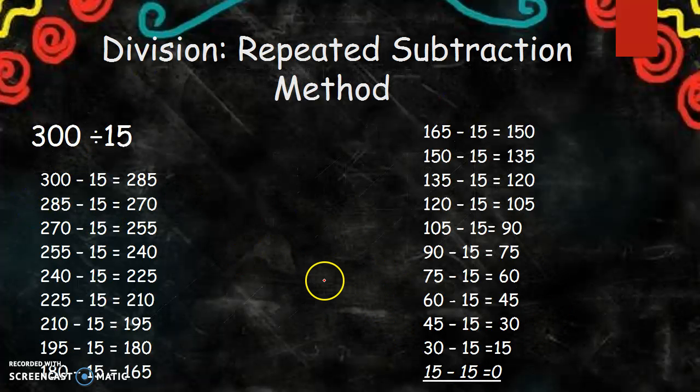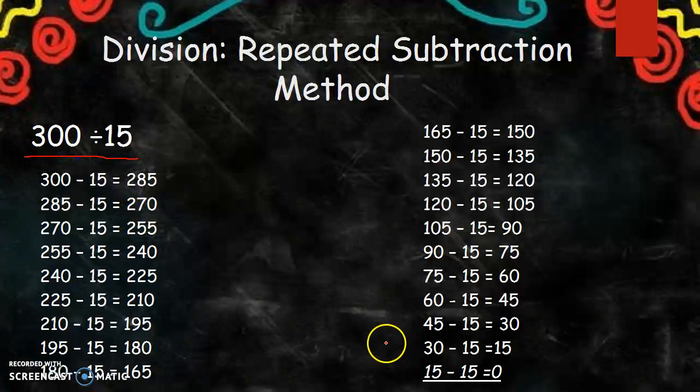Finally, we will go over division. So for division, I chose to do the repeated subtraction method, although this is probably best with division of smaller integers. So our problem is 300 divided by 15. And basically what you do is what it says up here. You just repeat the same thing over until you get an answer.